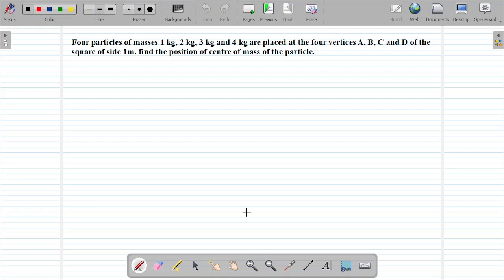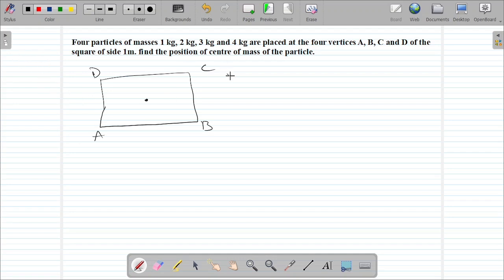4 particles of masses 1 kg, 2 kg, 3 kg, 4 kg are placed at the 4 vertices of a square. So it is one square ABCD. You can consider any point, no objection, as they did not mention where the origin is to be taken. Find the position of the center of mass of the particles. Generally the center of mass lies exactly at the center. I just considered it is at the center, even though I don't know where it is, I want to find it out.